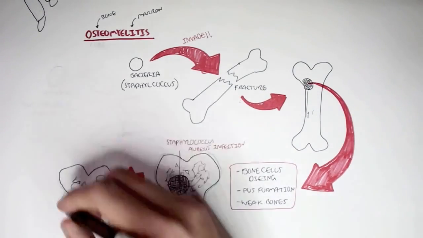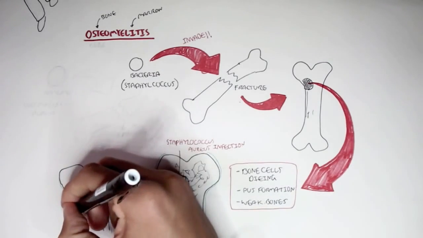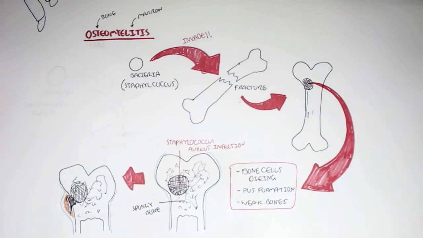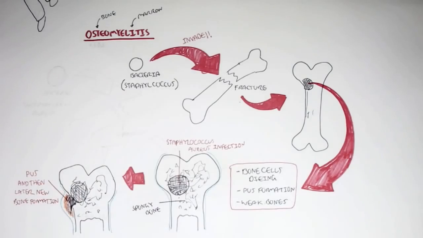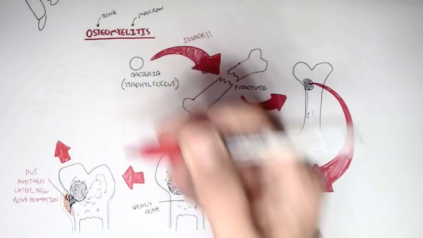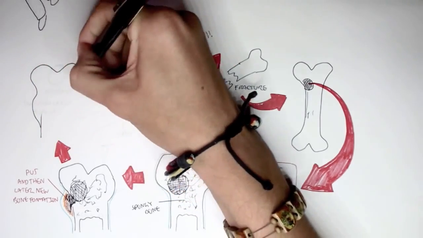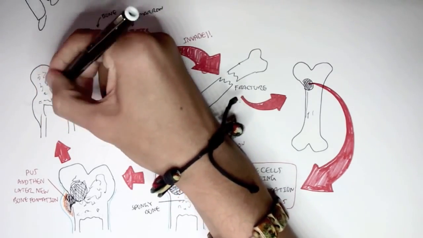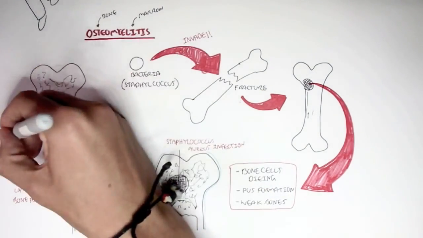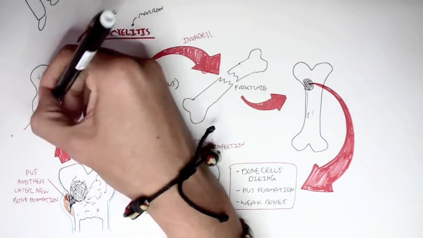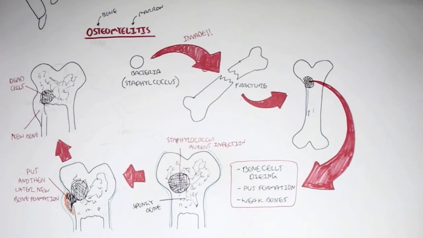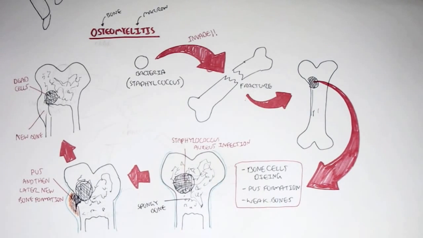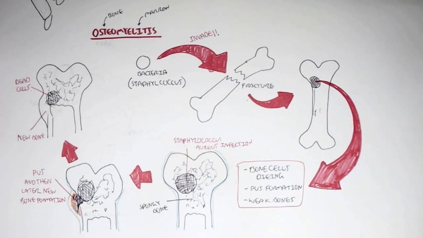First of all, pus can be formed by the infected area because of immune cells trying to neutralize this problem. So pus formation. And it moves out of the cavity and pushes the periosteum out. Essentially, after a while, new bone formation could possibly occur because the bone cells around that area will think that the body wants to create new bone. But essentially, osteomyelitis actually causes bone death, specifically at the ends of long bones. And that is why osteomyelitis is a very serious condition.